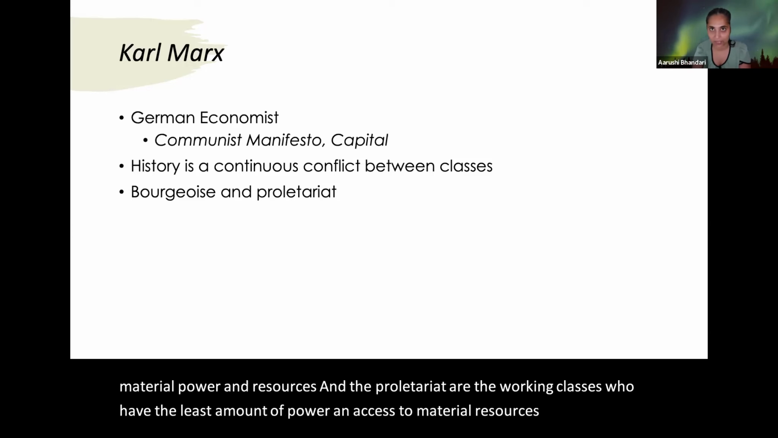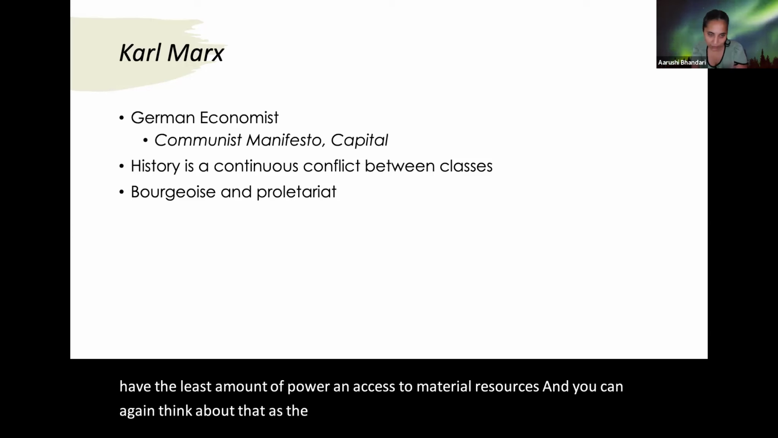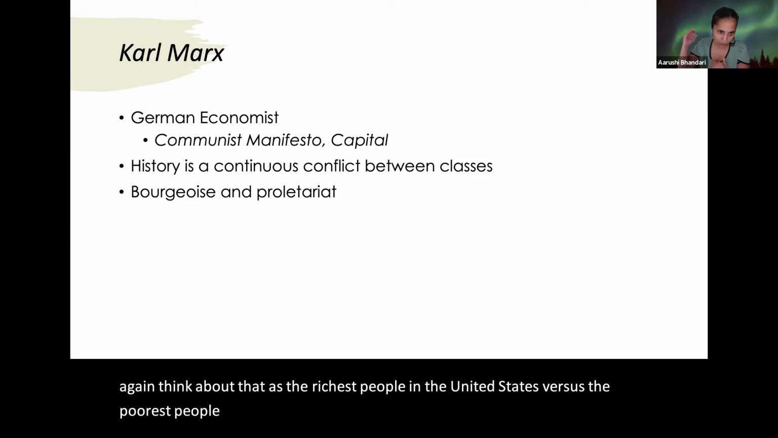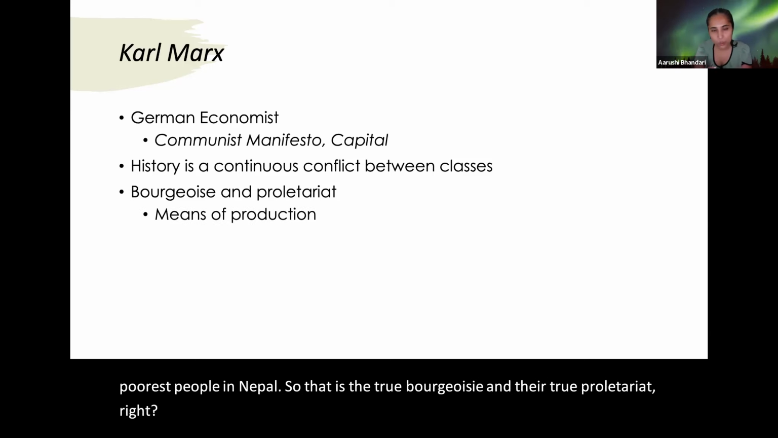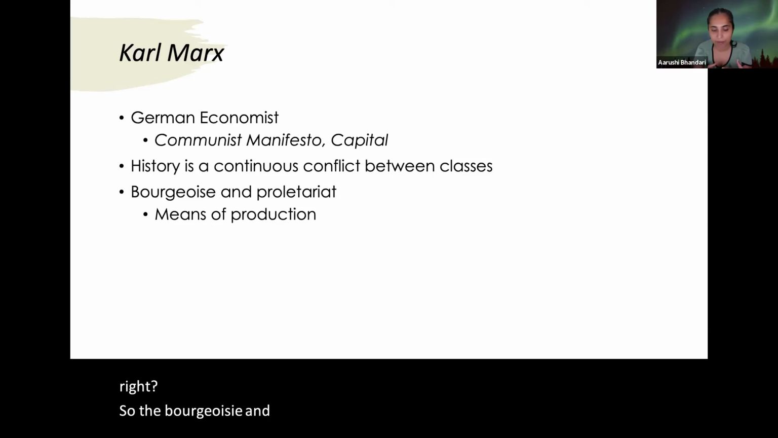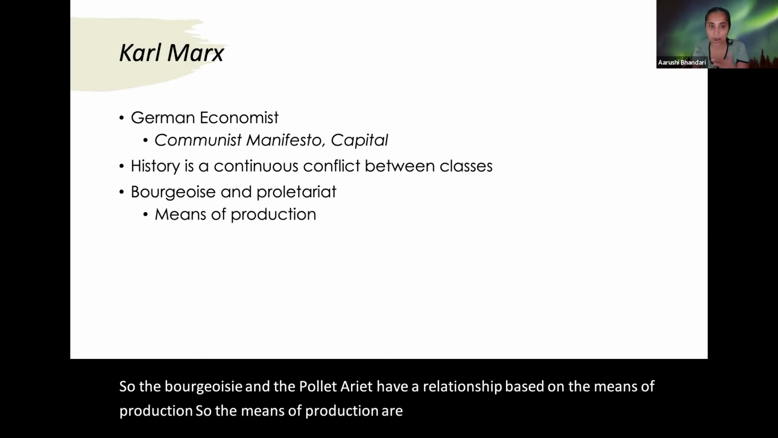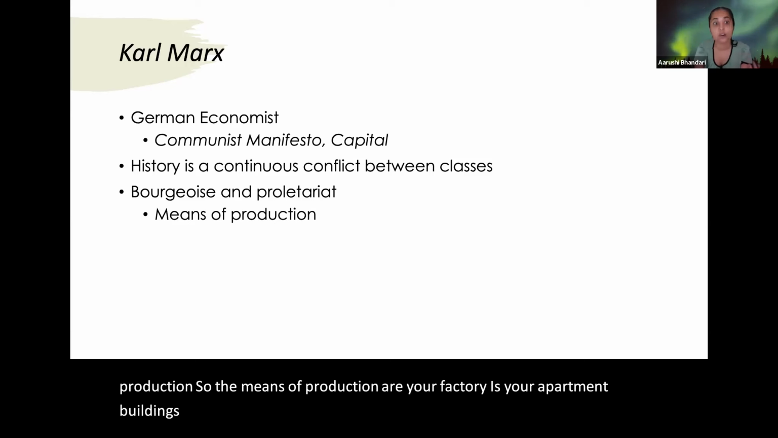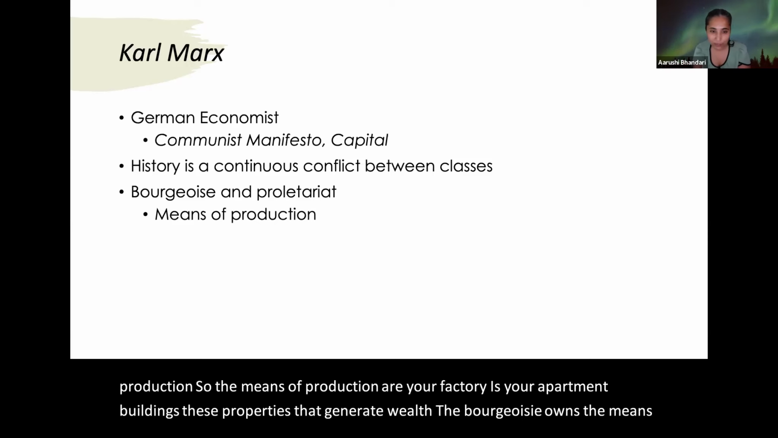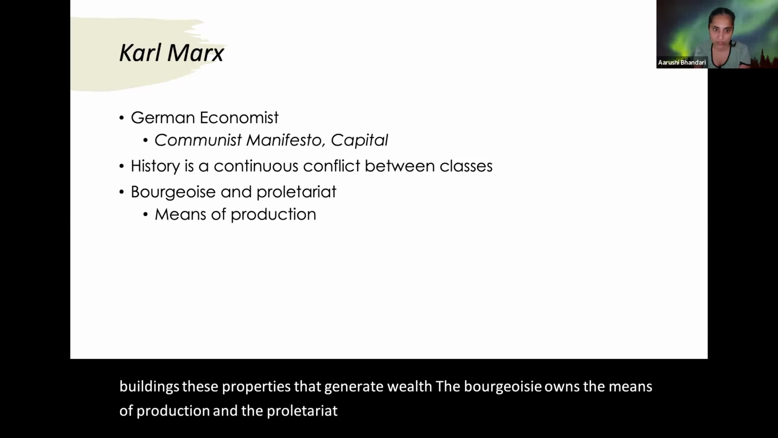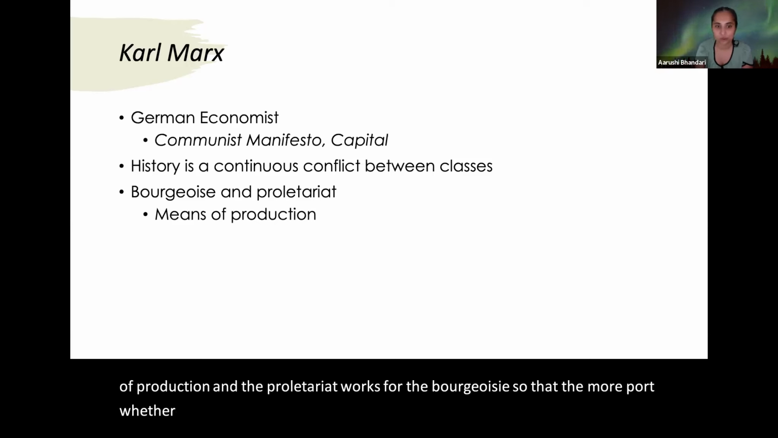And you can again think about that as the richest people in the United States versus the poorest people in Nepal. So that is the true bourgeoisie and the true proletariat, right? The bourgeoisie and the proletariat have a relationship based on the means of production. The means of production are your factories, your apartment buildings, these properties that generate wealth. The bourgeoisie owns the means of production, and the proletariat works for the bourgeoisie so that the bourgeoisie can accumulate more of the means of production, right?